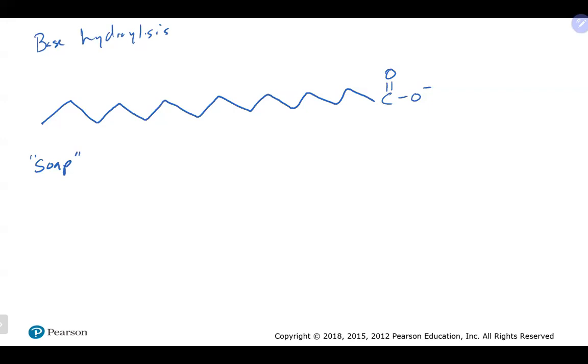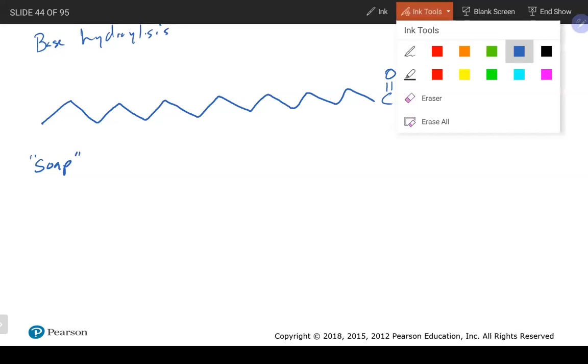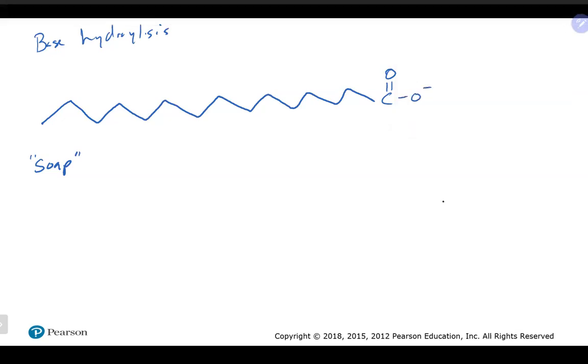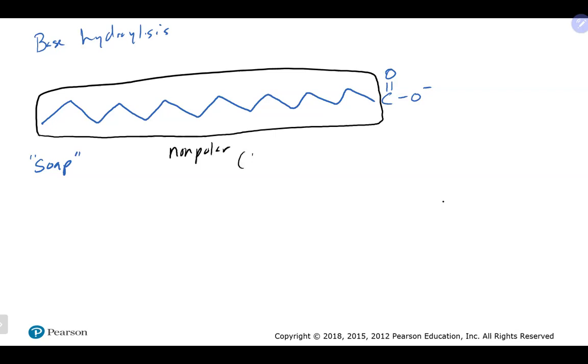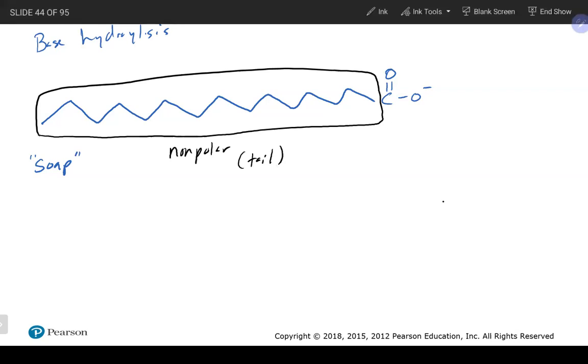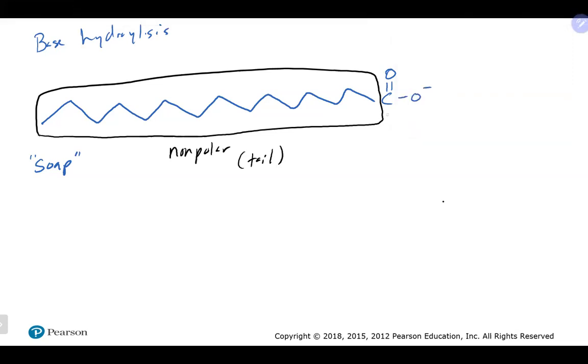And soap, because of this reaction, actually has two different parts. It has a part that is non-polar, which would be this part, sometimes referred to as the non-polar tail of soap. And it has the front part, which is a polar part, sometimes referred to as the polar head of soap. And that's really good for soap because most dirt is non-polar, which means the non-polar side of soap is attracted to it.